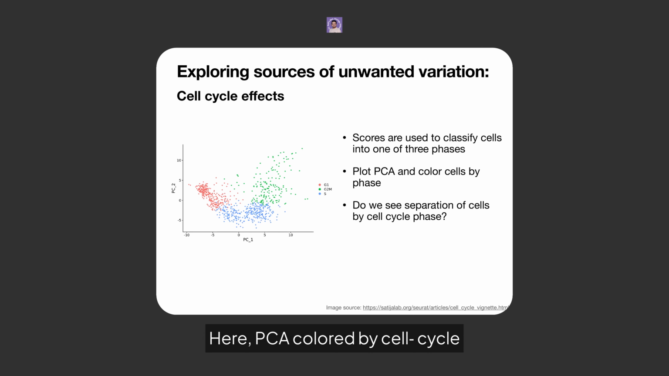Here, PCA colored by cell cycle phase reveals strong separation of G1, S, and G2M cells. This indicates that cell cycle effects dominate the principal components. In such cases, we consider regressing out these scores so that clustering reflects cell identity rather than cell cycle state.